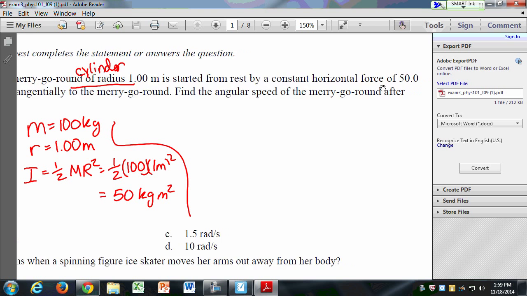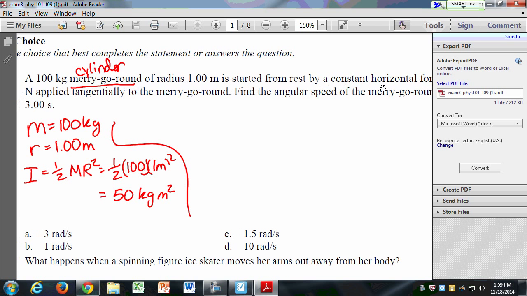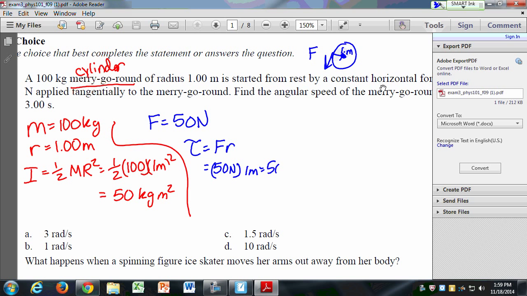The force is 50 newtons applied tangentially to the merry-go-round. So I have a force equal to 50 newtons, and it's applied tangentially. So I have this merry-go-round, looks like this, my force is applied there. The radius then is 1 meter. So my torque is F times R, just 50 newtons times 1 meter, or 50 newton meters.